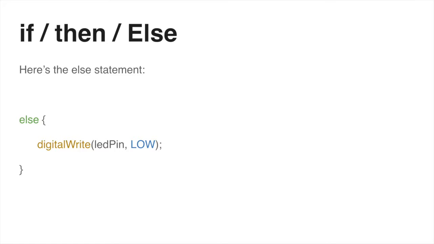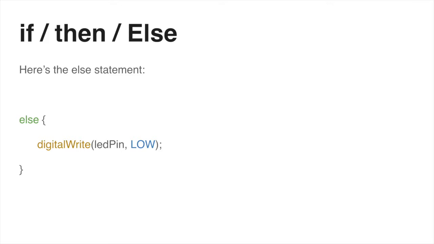So in this case, we've said if button state is equal to high, digital write LED pin high, and then we need to tell it what happens if it's low, because it has no idea what to do. We haven't told it yet. So we say else, if it's not high, if it is equal to low, digital write LED pin low. Alright, so hopefully the if statements make a bit more sense now.